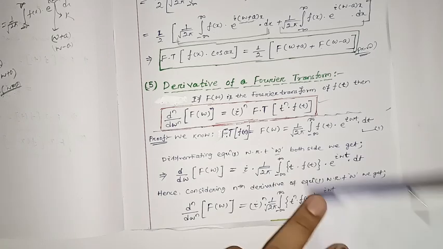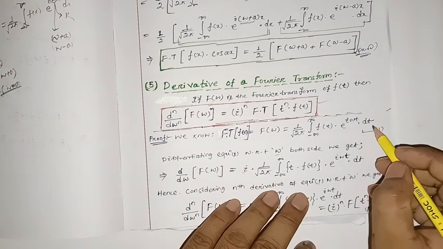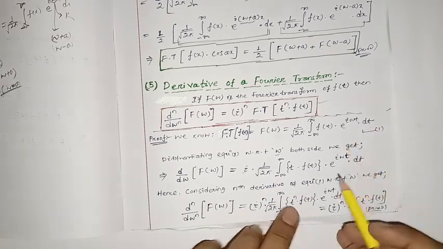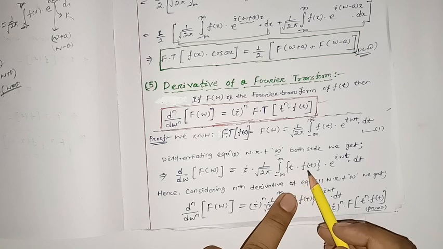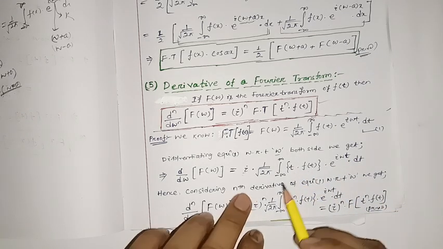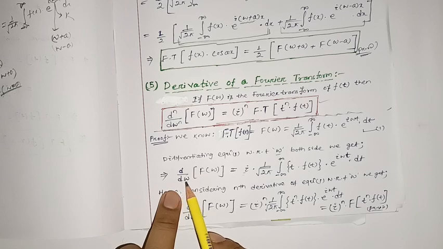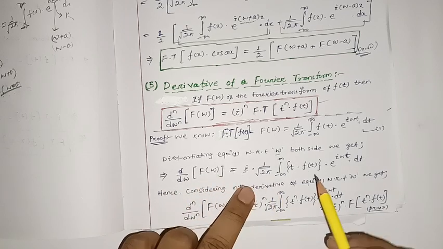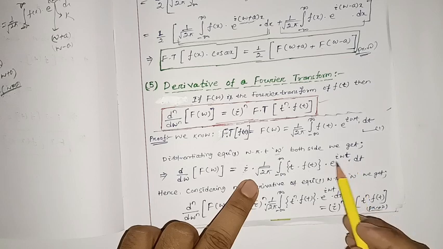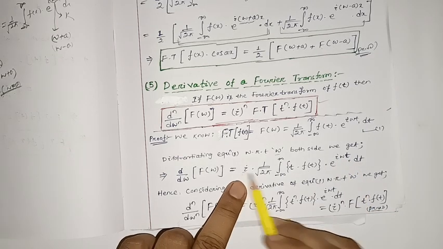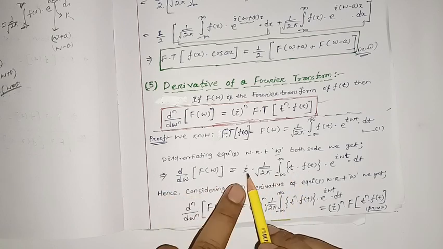But t is not constant here for the integration. Since the integration is over t, t cannot be taken outside, but I is taken outside: I times 1 by root 2 pi, integral from minus infinity to plus infinity of t f of t e to the I omega t dt. Now if I take the derivative a second time on both sides, it will be d2 by d omega 2 of capital F of omega, and the derivative is again I t times e to the I omega t. So I will be multiplied again, giving I square t square. Second time derivative gives I square t square. Third time, I cube t cube.